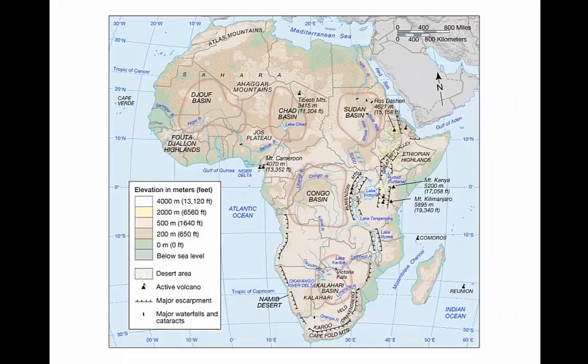And you can see the elevation. So you can see the Great African Rift Valley here. You can see a number of mountains here. And then, like I said before, this escarpment right here through southern Africa.